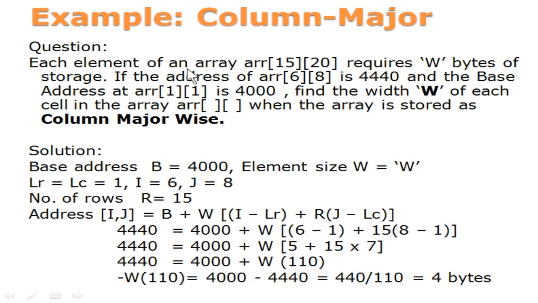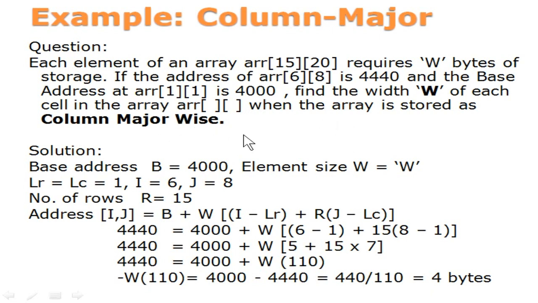Each element of an array ARR(15, 20) requires W bytes of storage. So you can see W is given, no values are given here. So that means you are going to find this. If the address of ARR(6, 8) is 4440, and the base address at ARR(1, 1) is 4000, find the width W of each cell in the array ARR, when the array is stored in the column major order.